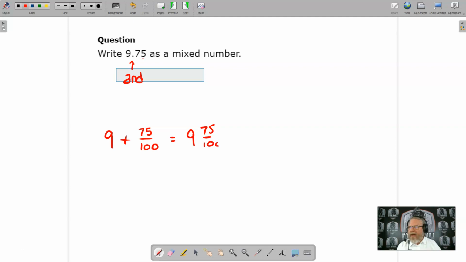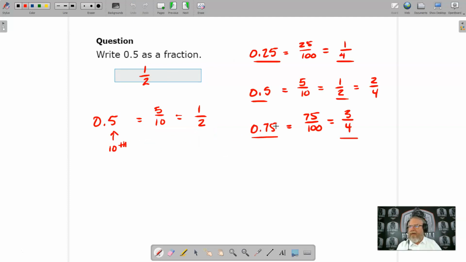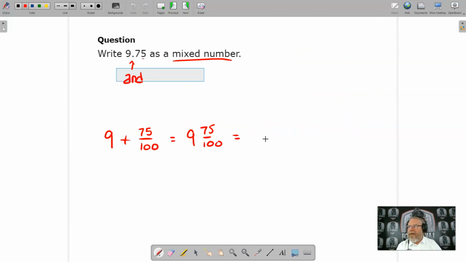We now have a mixed number, right? Which is what we have to get to, so we're good to go there. However, this will simplify, right? Remember that, we look at this last screen, 75 100ths will simplify to 3/4. So let's go ahead and write this as 9 and 3/4. And this would be the final answer that we would put in.